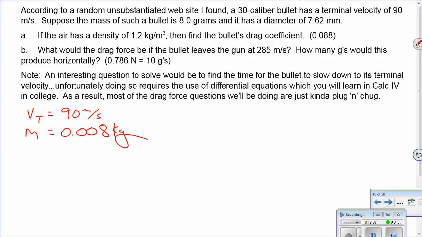And it has a diameter of 7.62 millimeters. What am I going to do? Meters. Then it says the air has a density of 1.2 kilograms per cubic meter. Then find the bullet's drag coefficient.